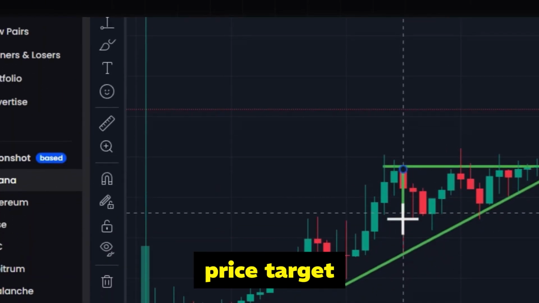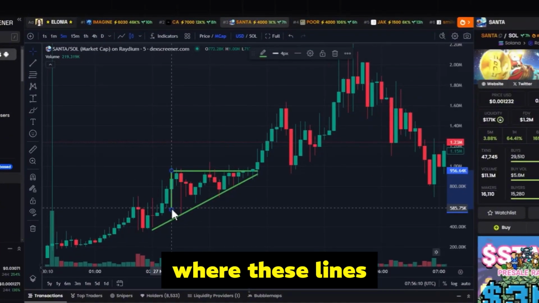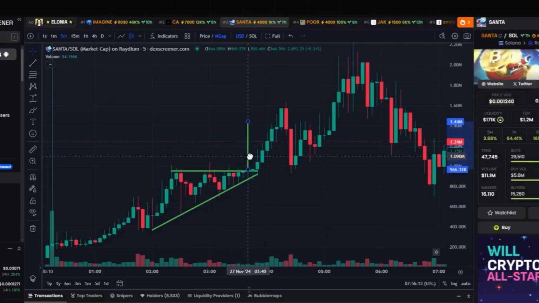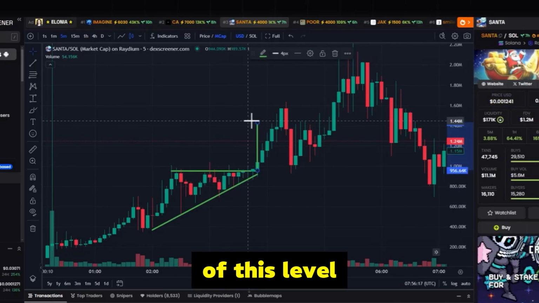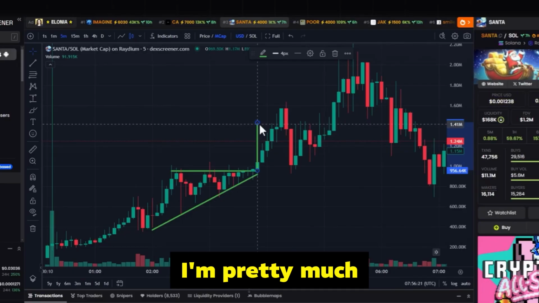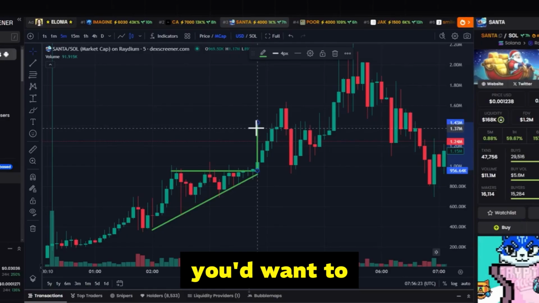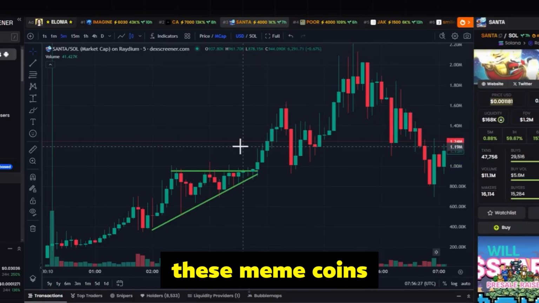And if you even want a price target, you can essentially take your trend line, draw it from the top to the bottom of where these lines converge, and then you can place it to the top right here. And then this is essentially your price target to the top of this level. And that's literally what traders do. This is their price target. I'm pretty much simplifying everything, but that is the level that you'd want to get out at if you're just someone that wants a quick trade so that you can profit from these meme coins.